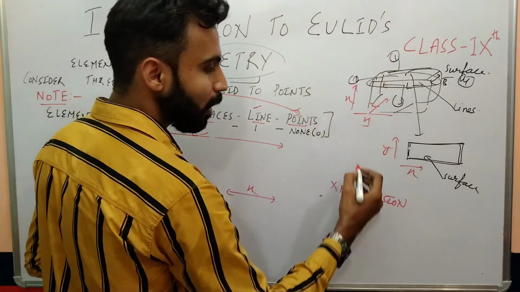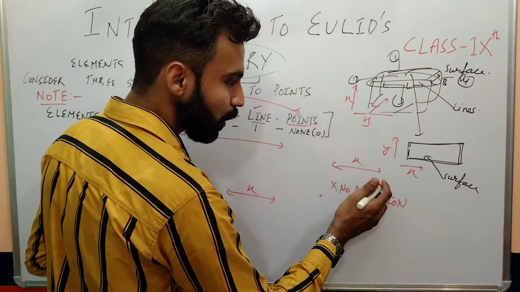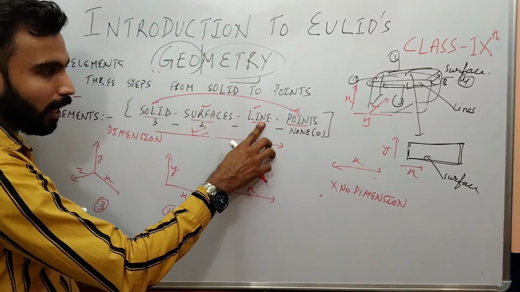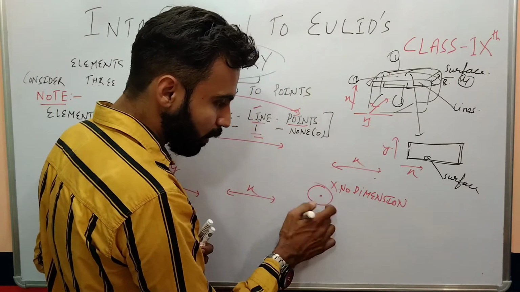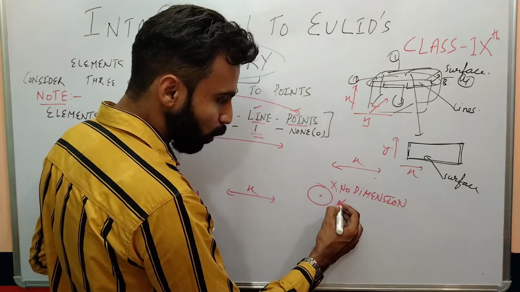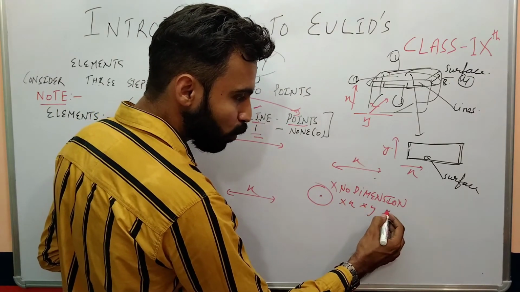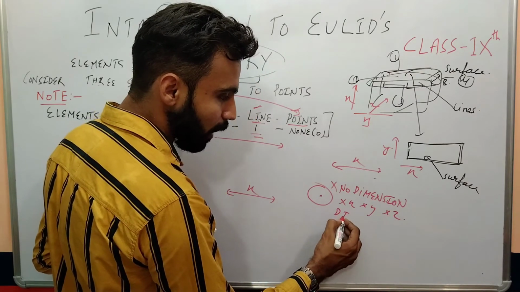While going on to a simple line, if I draw a simple line, you can take only x-axis here, so the line is 1-dimensional. And finally if I discuss about a point, it has no axis to it, no x-axis, no y and no z. So it is a dimensionless structure.